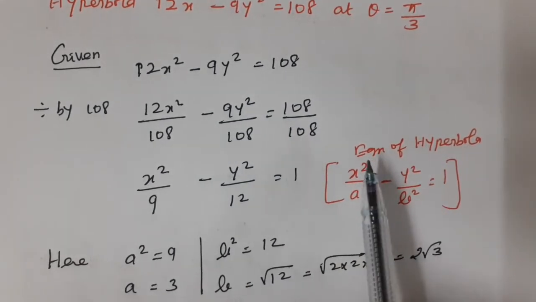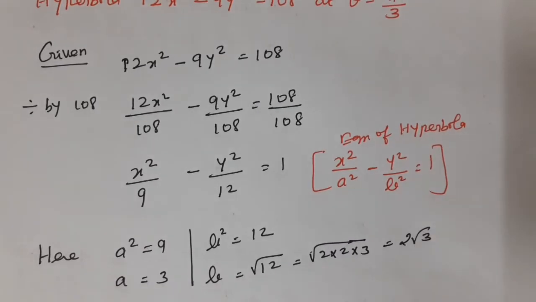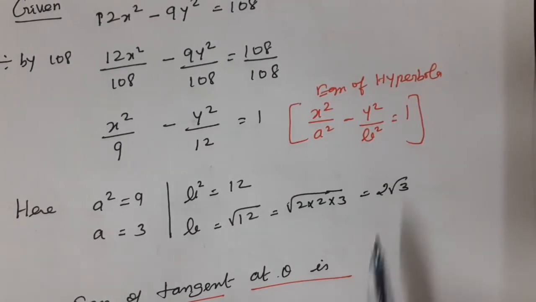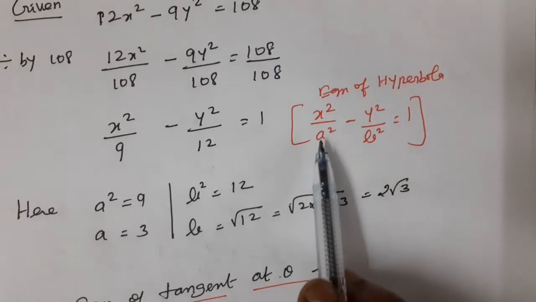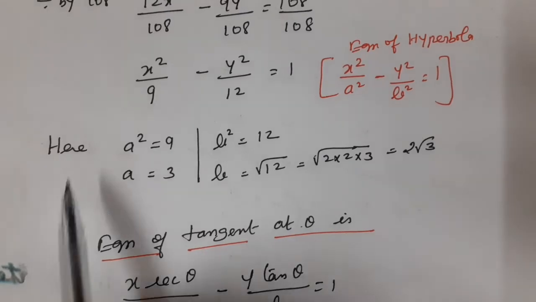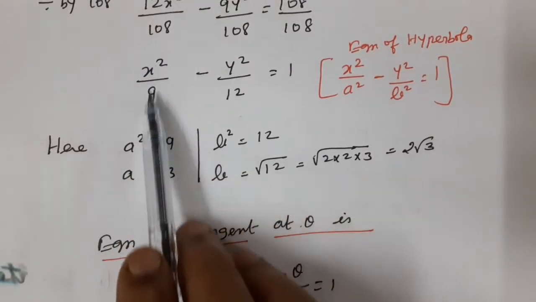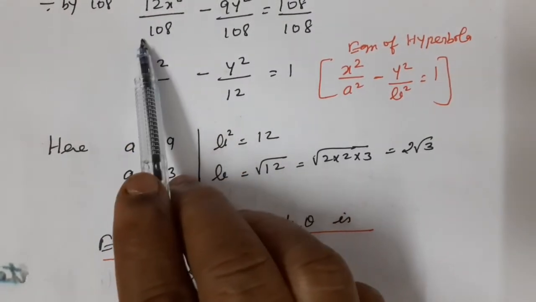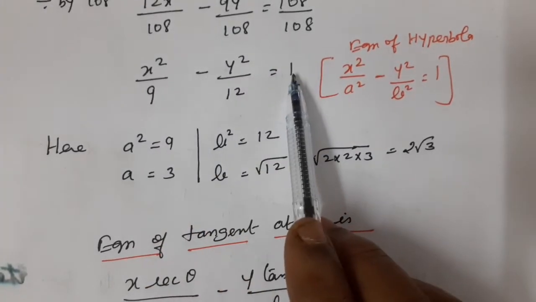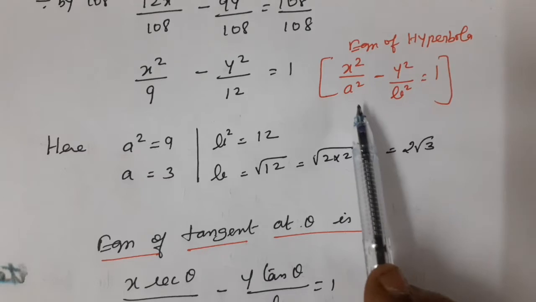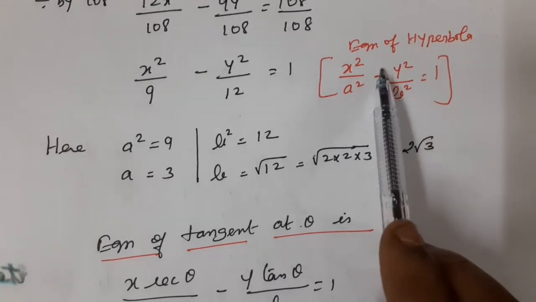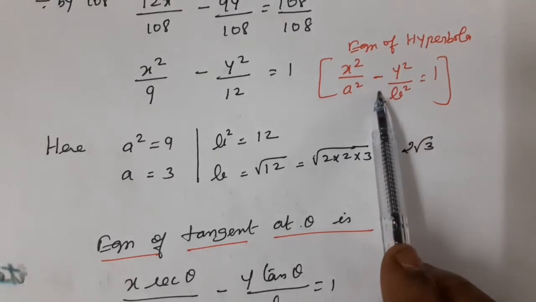Because we recall that the equation of the hyperbola in standard form is x squared by a squared minus y squared by b squared equals 1. What is our equation? x squared by 9, minus y squared by 12, equals 1. Because the equation of the hyperbola is x squared by a squared minus y squared by b squared equals 1. Only one difference: if it is the equation of the ellipse, we get the plus sign.